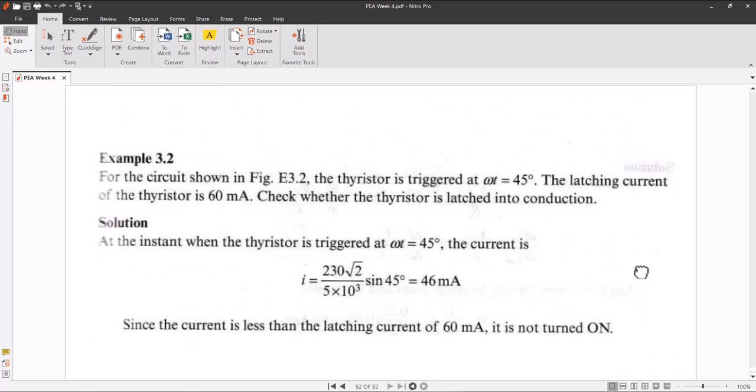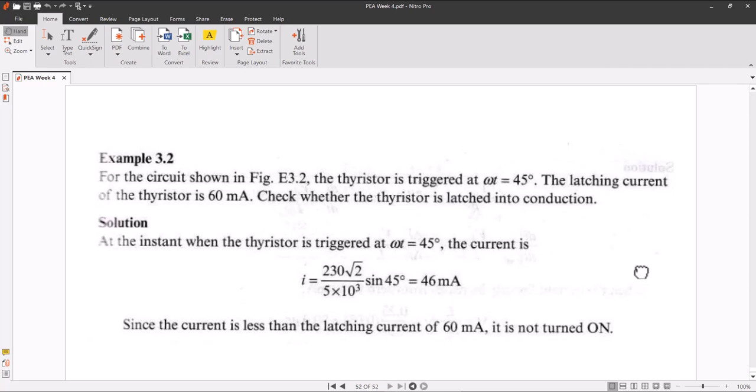अच्छा जी, नेक्स्ट है, for the circuit shown in figure E3.2 the thyristor is triggered at 45 degrees, 45 डिग्री पे इसको ट्रिगर कर रहा है. The latching current of the thyristor is 60 मिली. लैचिंग करंट कितना है, 60 मिली, यानी 60 मिली से ज़्यादा अगर करंट होगा फिर इसने कंडक्ट करना है. Check whether the thyristor is latched into conduction. तो अब निकालें इसको, इसका करंट निकालें.